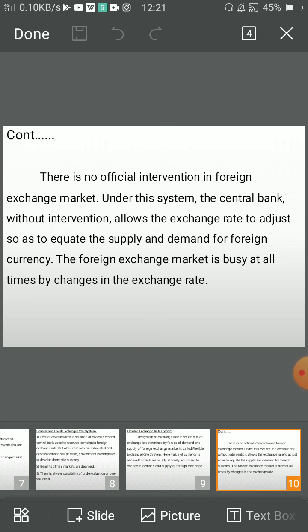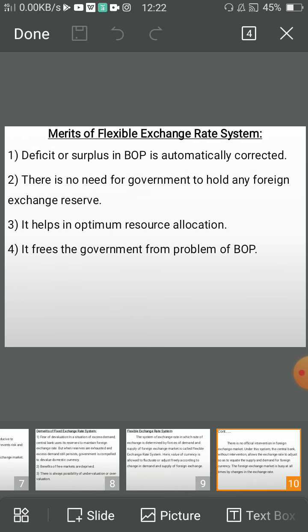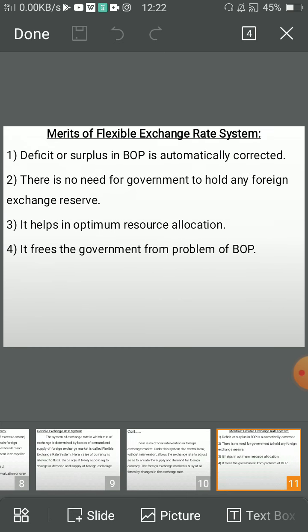The foreign exchange market is busy at all times because of changes in the exchange rate. Under the flexible exchange rate system, the exchange rate is changed many times. So the foreign exchange market is busy at all times with changes in the exchange rate. Merits of flexible exchange rate system.